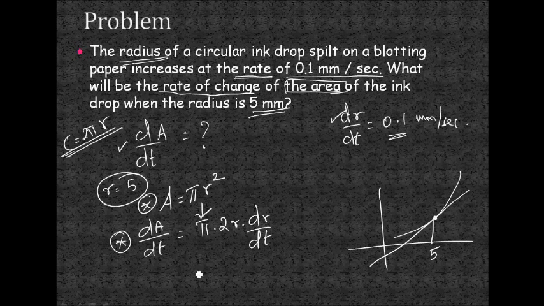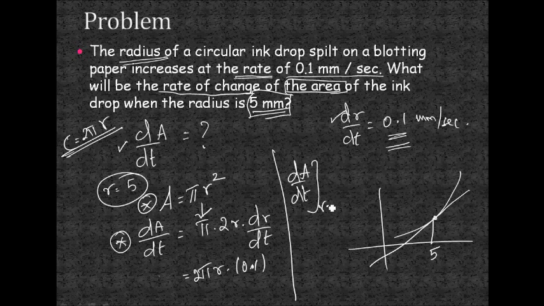This is the second step. Now you need to find dA/dt. Therefore dA/dt is 2 pi r times dr/dt, which is given as 0.1. This is in general what dA/dt is for this question, but a particular value for dA/dt would be when r is 5 mm, which means you substitute 2 pi times 5 and 0.1, and you can find the answer here. That would be your answer for the rate of change of the area when the radius is 5 millimeters. Okay.